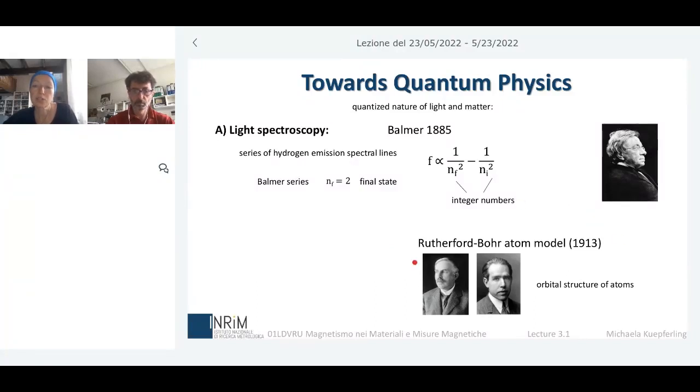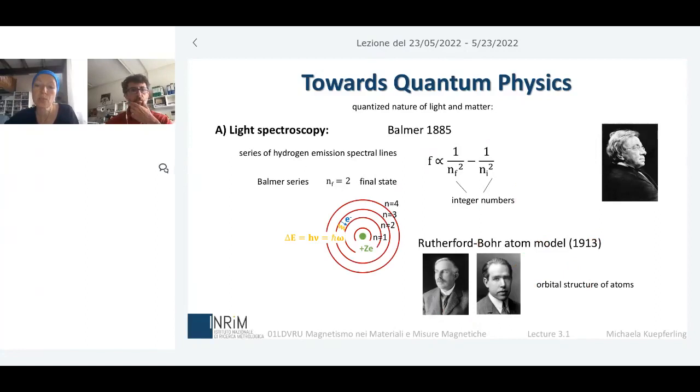Everything was understood much better, you can see, but a long time later, so almost 30 years later, when the atom model was understood better. And this was done mainly by Rutherford and Bohr. And of course, the Bohr atom model now describes also these emission spectral lines, because now we know that the frequencies emitted from an atom are proportional to the difference of the energy levels of the different atom orbitals.